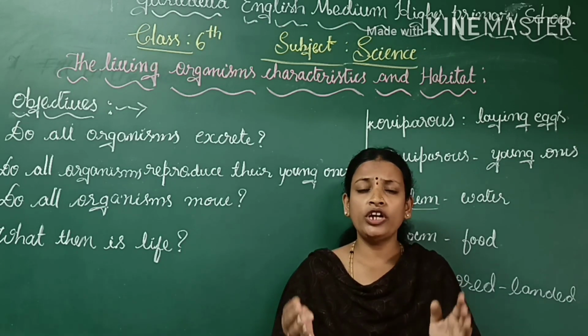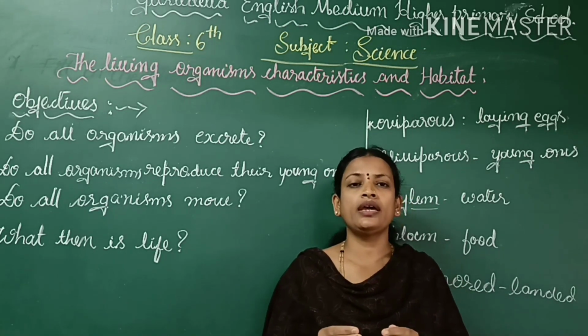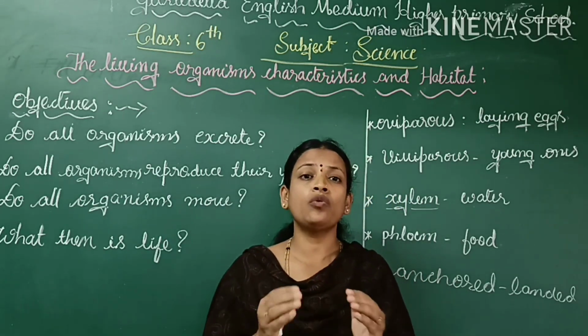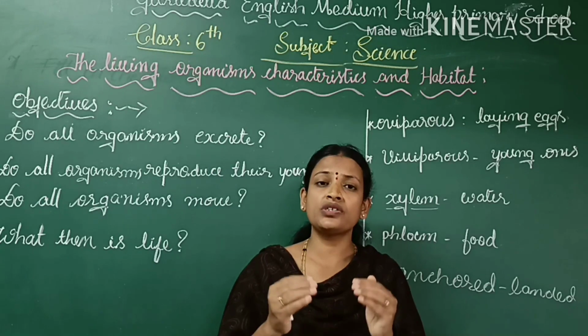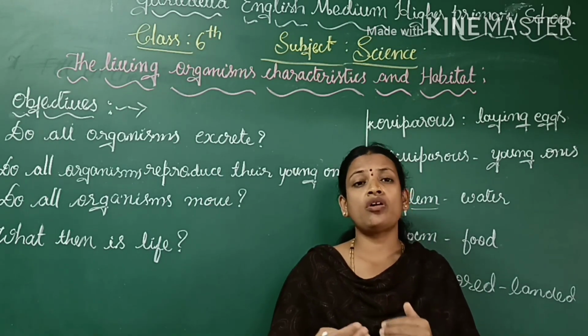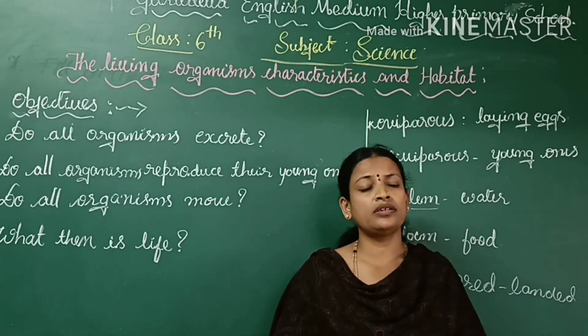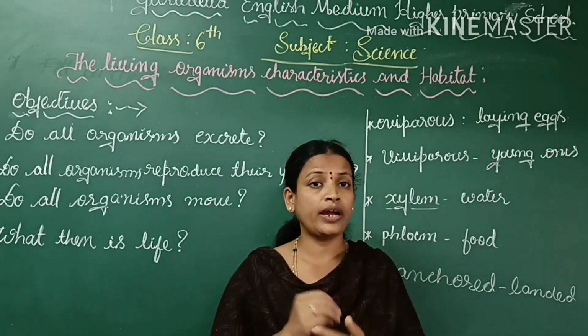Okay, how do these lead a life? Because the organisms reproduce their own kind on the earth. This means thousands of years ago, we could see these animals or these living beings on the earth. Why? Because they reproduce their own kind.